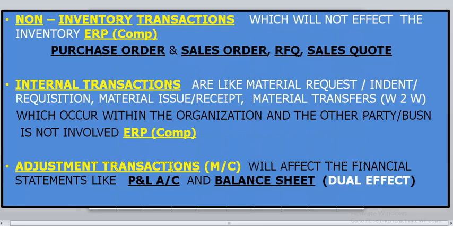And the adjustment transactions. Everyone knows that by recording the adjustment transactions, the profit and loss account will be affected and the balance sheet will be affected. It does have a dual impact. Every student knows the adjustment transactions.